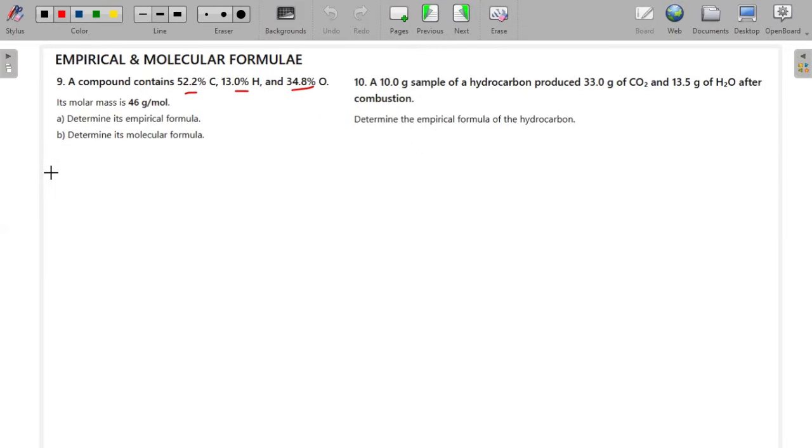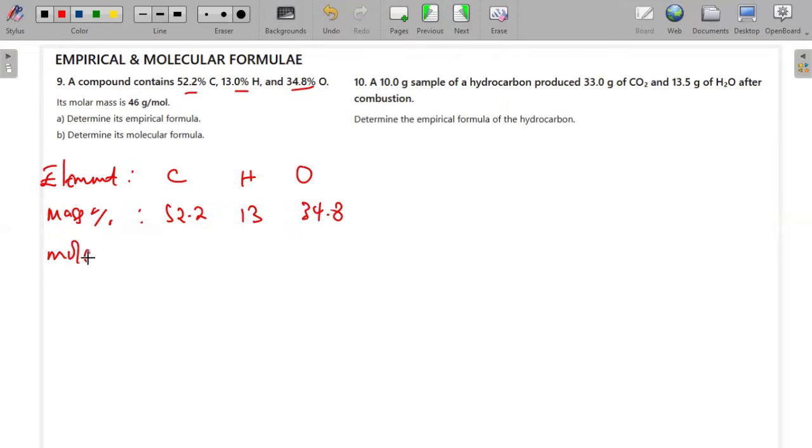It's the same issue. So we say the elements: we have carbon, hydrogen, and oxygen. Then mass percent: 52.2, 13, 34.8. And then we say moles. I divide each of these by their molar masses, and I'll just be dividing on the calculator. So 52.2 divided by 12.01, I get 4.3464.